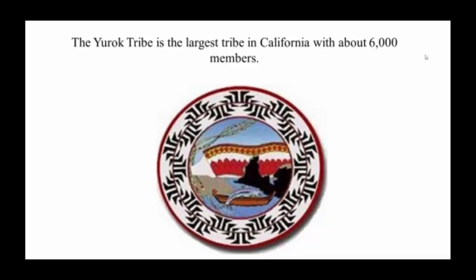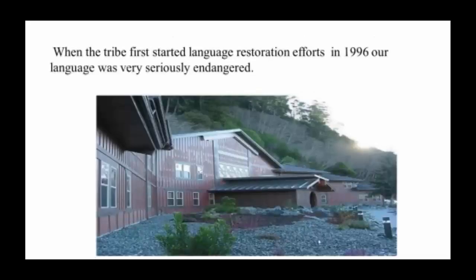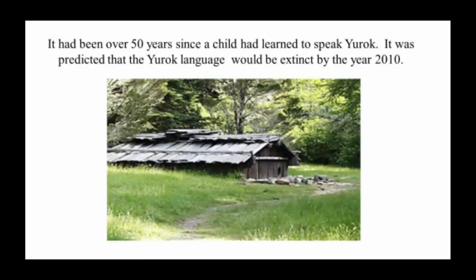When our tribe first started language restoration efforts, our language was very seriously endangered. At that time, we did a survey as to how many speakers we had and what language resources we had. And we found that we only had 20 speakers who were able to speak the Yurok language. These speakers had learned to speak Yurok as their first language, and they had spoken Yurok since they were children, but they had stopped using Yurok as their everyday language of communication for decades. And so their language was kind of rusty.